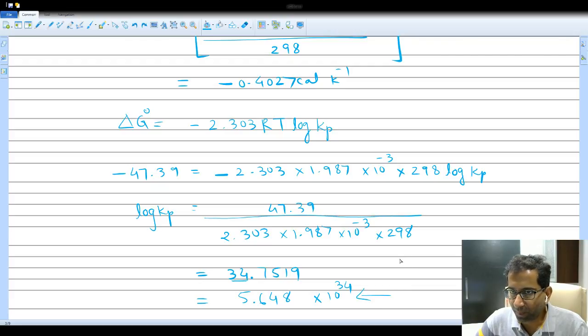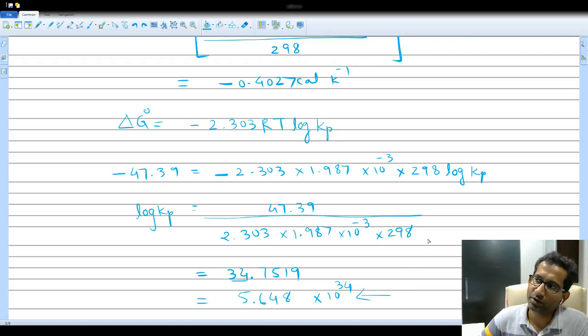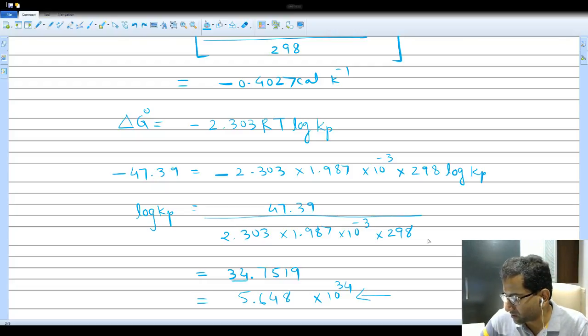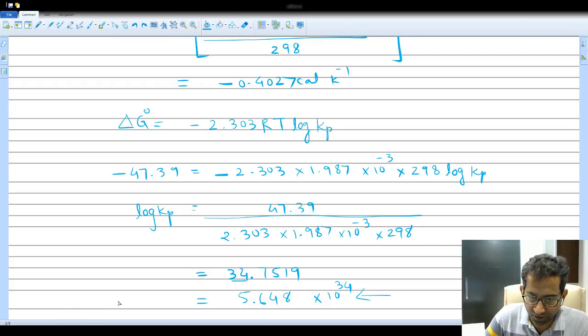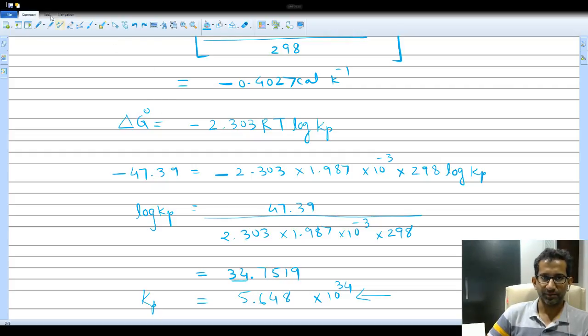Why? Because you can check the equation. In the numerator it will be atmosphere square, and in the denominator also it will be atmosphere square. So it will be unitless. This is your answer of K. Fine. Now let's move on to the next question.